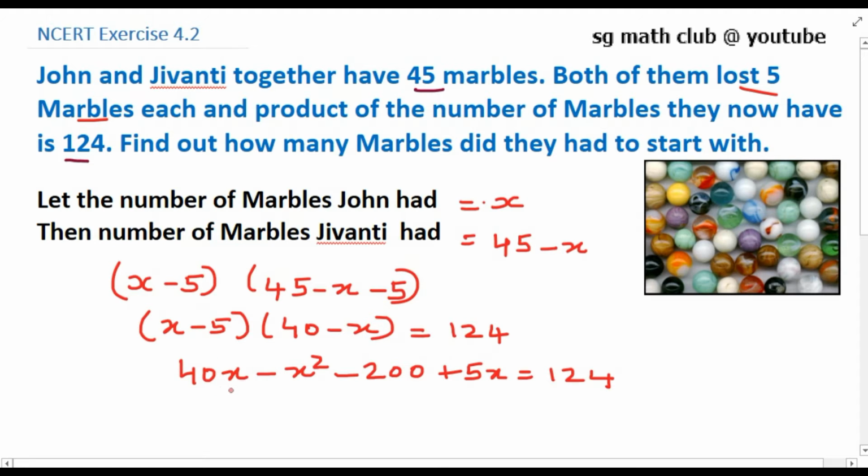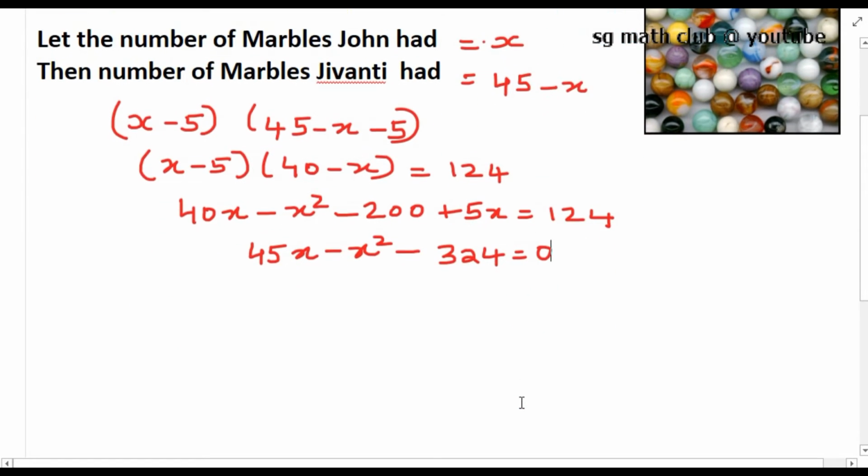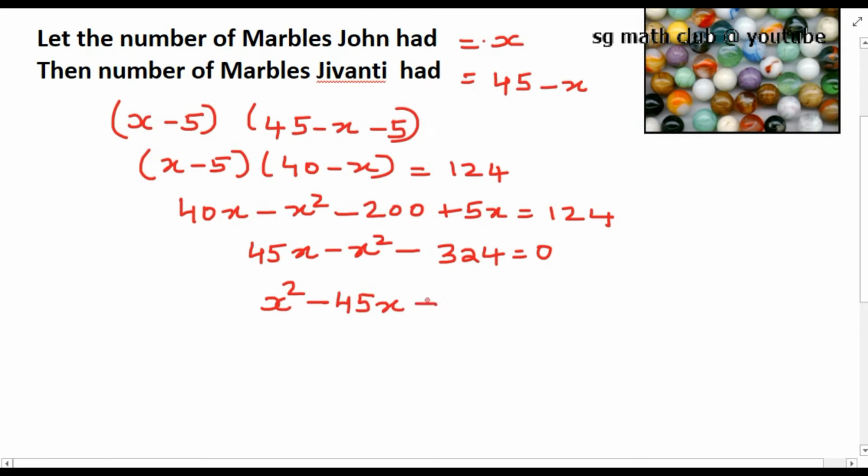So this I can simplify. 40x plus 5x is 45x. So 45x minus x square minus 200, and this minus 124, if you take to this side, will become minus 324 equal to 0. We can take everything to the other side and make it in the standard form. So we have x square minus 45x plus 324 equal to 0. Now we will split the middle term.